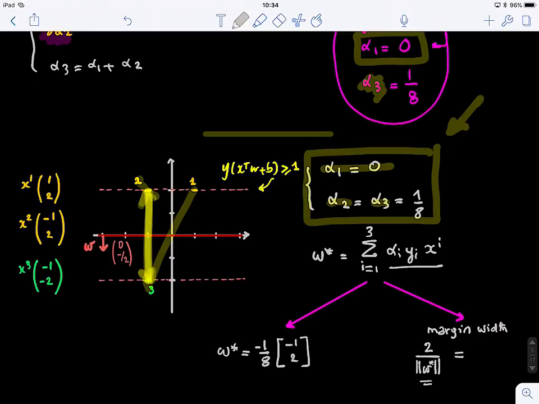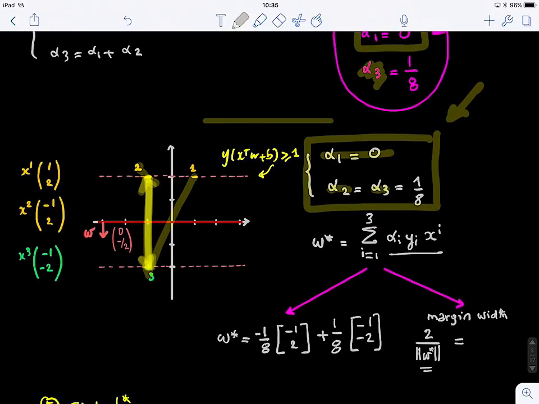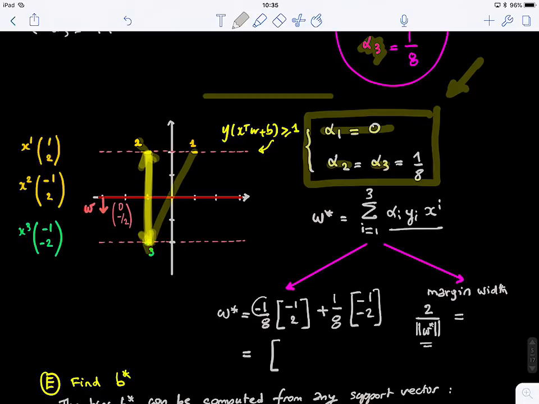And then what else do we have? We have alpha 3, which is also 1/8, and then y3 is positive, and then we have negative 1 and negative 2. If you write this down, what do you get? If you sum everything, this is a negative, right? And it's times. Here we will get a 0 for the first one, and the second one is negative half. Okay? If you just compute it.